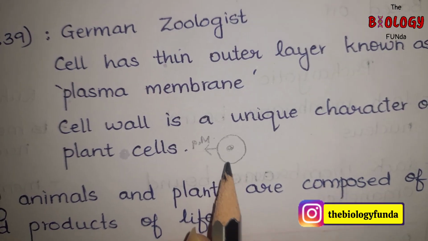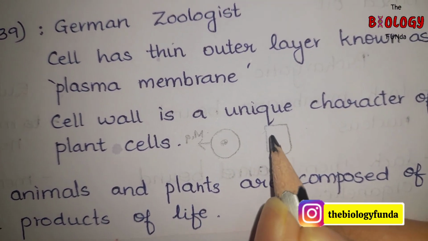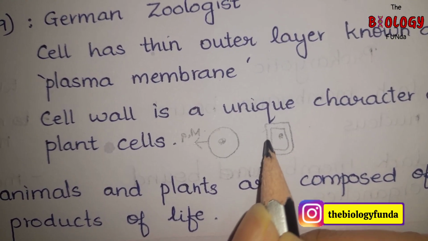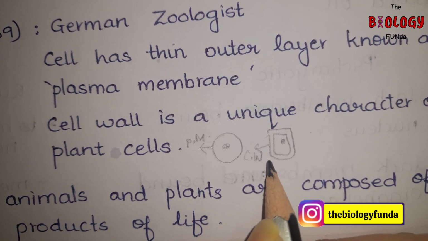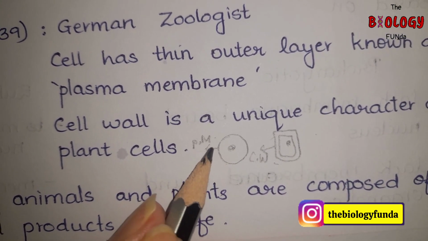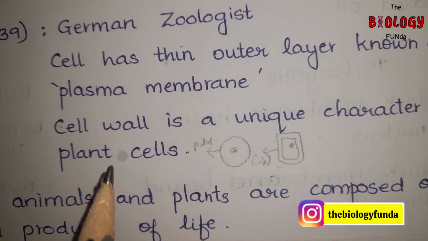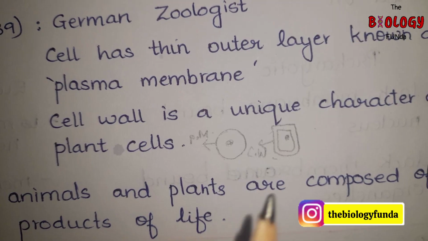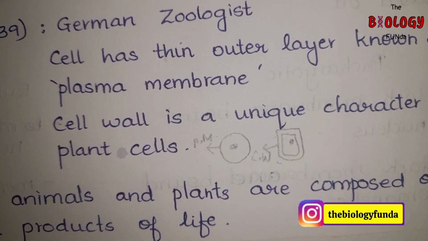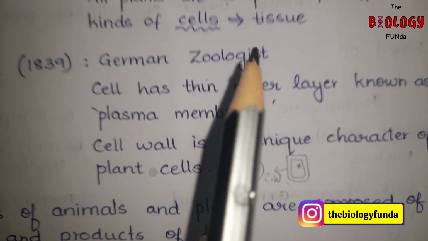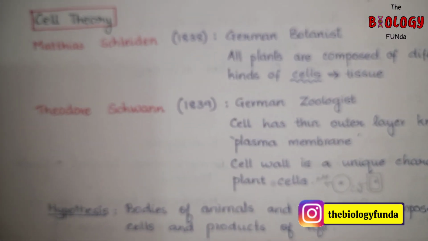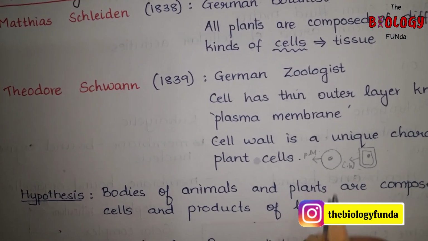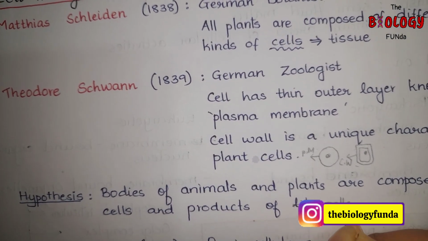Then he compared animal cell and plant cell. When he compared them, he found that cell wall is found in the plant but is not present in the animal cell. So cell wall is a unique characteristic of plant cell. Plant cell also has a cell membrane, but it has an additional layer called cell wall which is not found in animals. So with this, they came up with the hypothesis that bodies of animals and plants are composed of cells and products of cells.